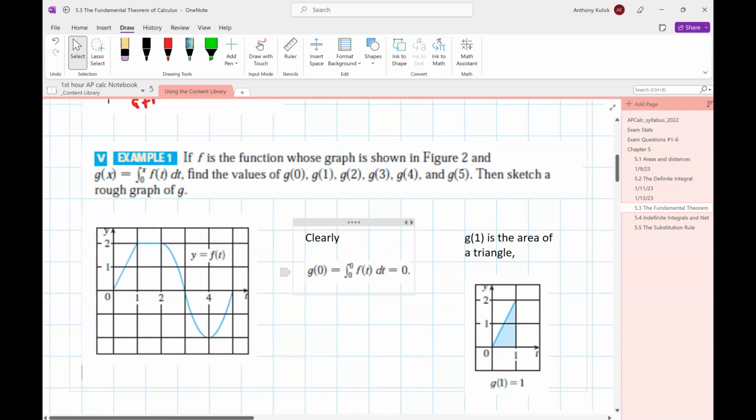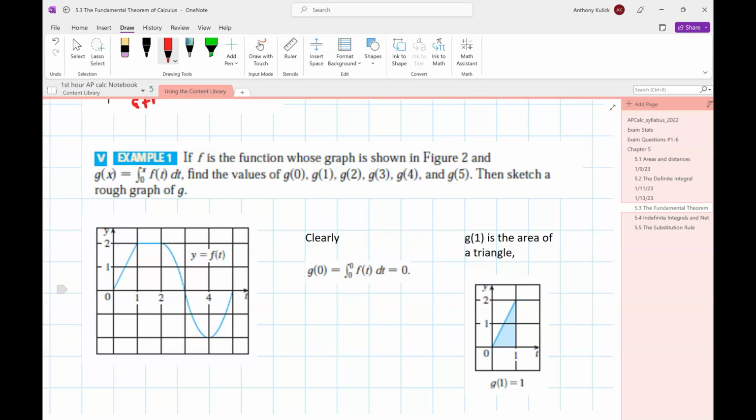So if I wanted to do g of 0, if I'm plugging 0 in for x, I have the integral from 0 to 0 of f of t dt. And if you remember from last section, that was a property, right? If the upper and lower bound is the same, the value of that integral is always going to be 0, because essentially you're calculating area whose base is 0.